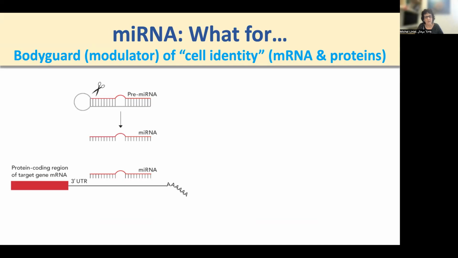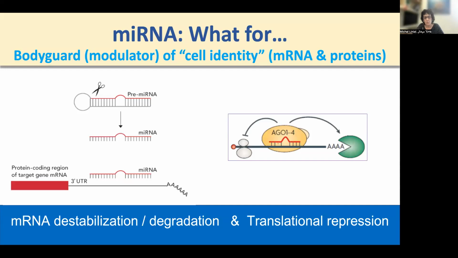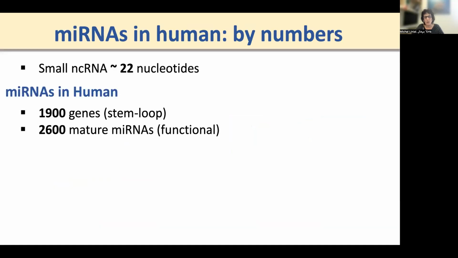MicroRNA are really the bodyguard of cell identity, and they do so by binding directly to the 3' UTR of messenger RNA. Once this is done, two events occur in any cell: both translational repression and degradation of the mRNA. However, we know that there are, in human at least, quite a few of those genes. We are talking about 2,600 mature microRNA that are apparently the functional units of this action.